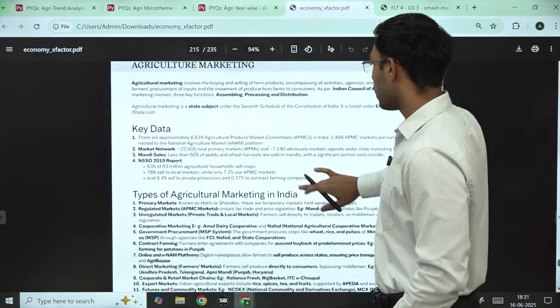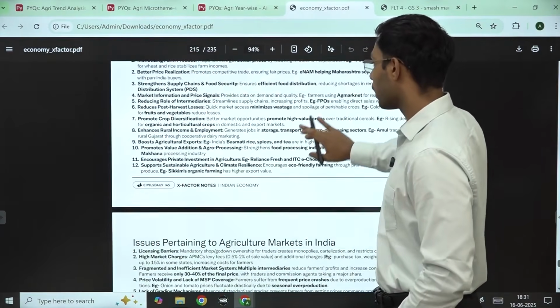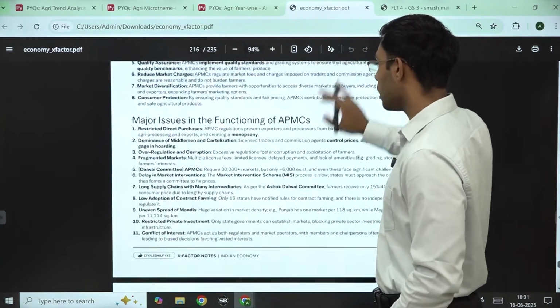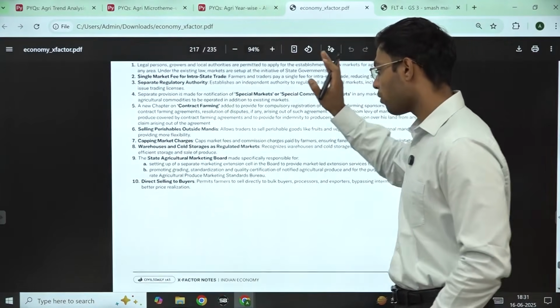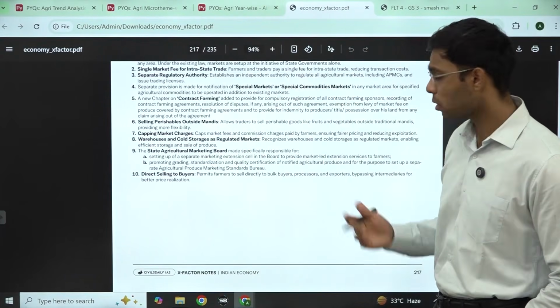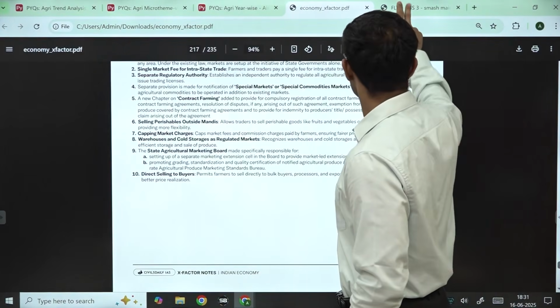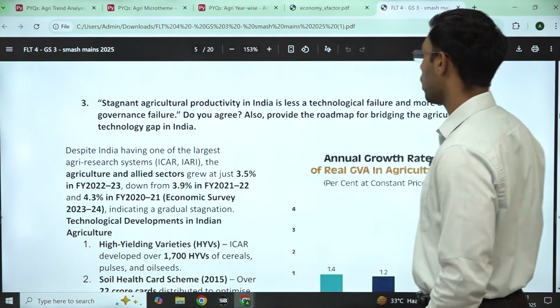So like again, marketing, significance of marketing, issues pertinent to markets, right? Reform committees, APMC, etc. So a lot of dimensions are given here. You can prepare from this resource as well and make your preparation foolproof, right? So let's look at a question of how we would answer that.